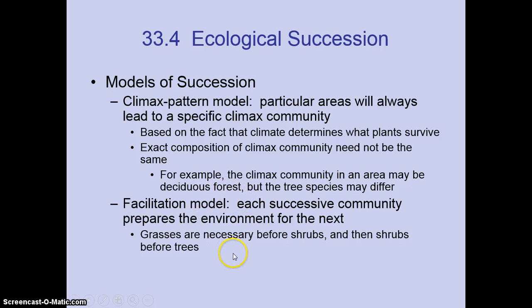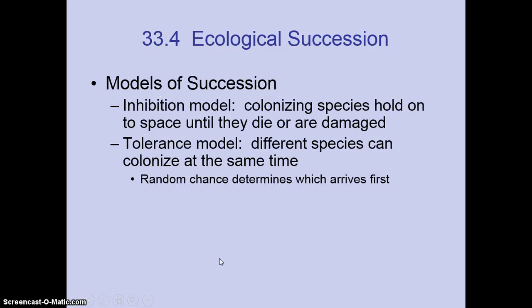The facilitation model says each successive community prepares the environment for the next. Grasses are necessary before shrubs, and shrubs before trees. The inhibition model says colonizing species hold on to space until they die or are damaged. The tolerance model says different species can colonize at the same time, and it is random chance as to which one is going to arrive first.